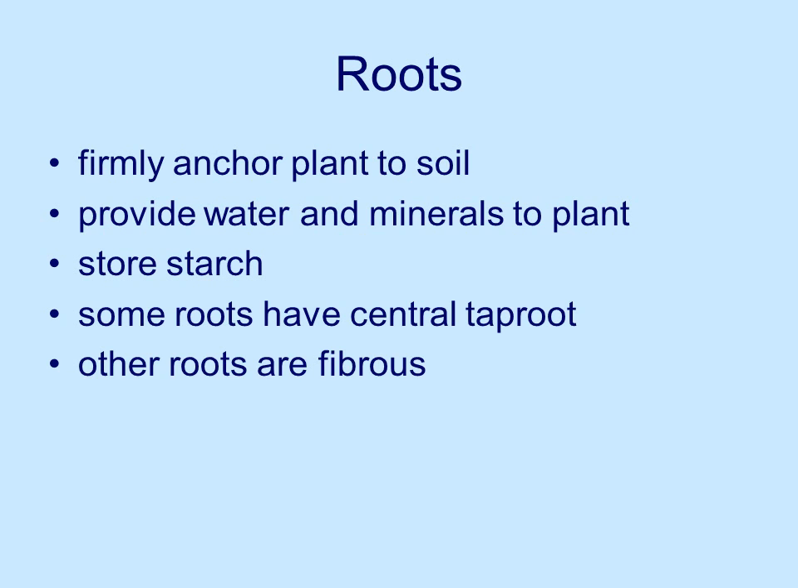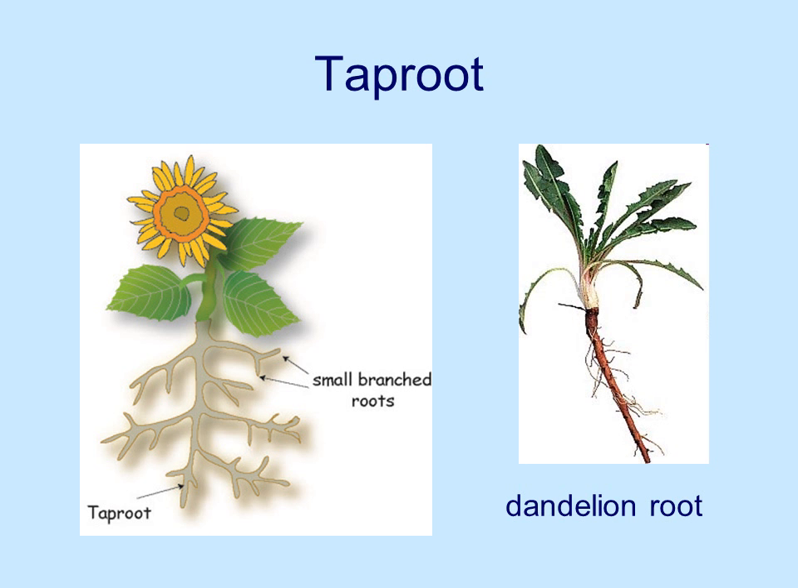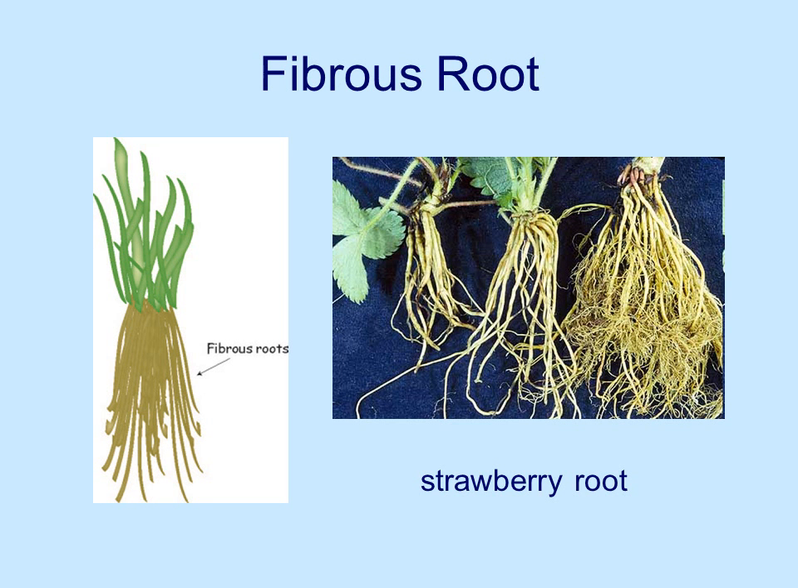Some roots have a central taproot, other roots are fibrous. And here we have a taproot. This is a picture of a taproot, and then a dandelion taproot, a long central root that goes down to the ground. You can see how hard it is to pull up a dandelion by the length of the root. And then other roots are fibrous. They have a lot of stringy fibers on them. This is a strawberry root, and you see all of the little strands of roots that grow out from the plant itself.